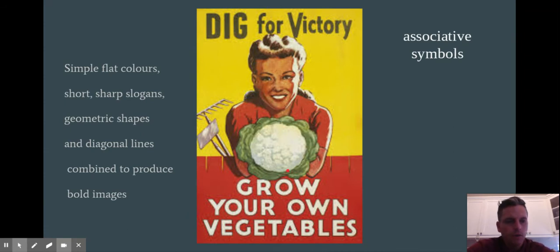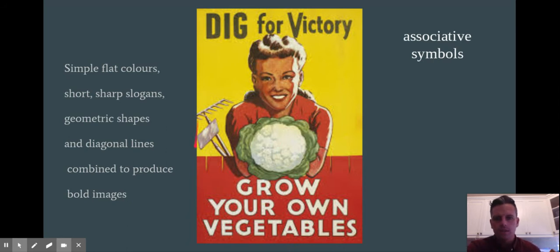Ooh, dig for victory. Grow your own vegetable garden so you don't have to take away food from soldiers who are going to be on the front line and they need their veggies and all this stuff. So we have this image of a garden that's bountiful, and it's a very positive thing.